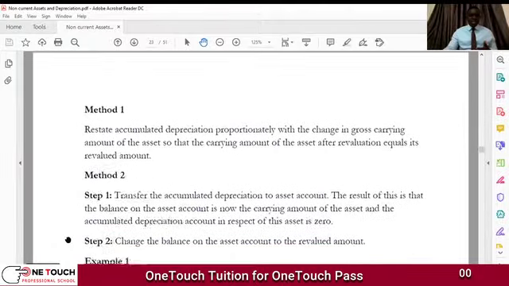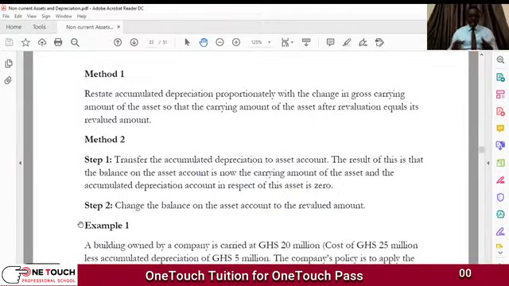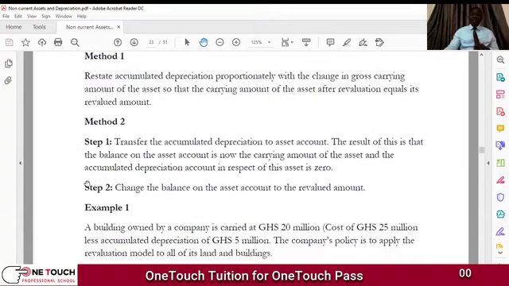And 2, transfer the accumulated depreciation to the asset account. The result of this is that the balance on the asset account is now the carrying amount of the asset, and the accumulated depreciation account in respect of this asset is 0. Okay, good. And then change the balance on the asset account to the revalued amount. Good. Now we'll look at method 2 because that's what is widely used in practice.